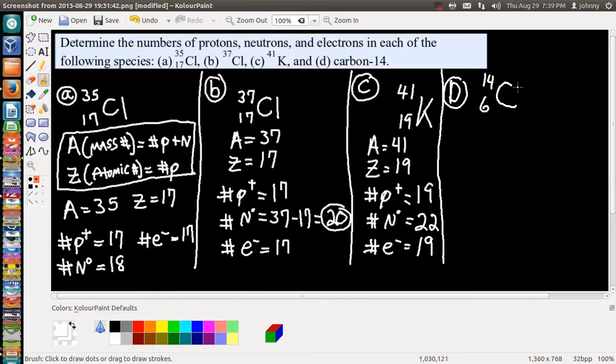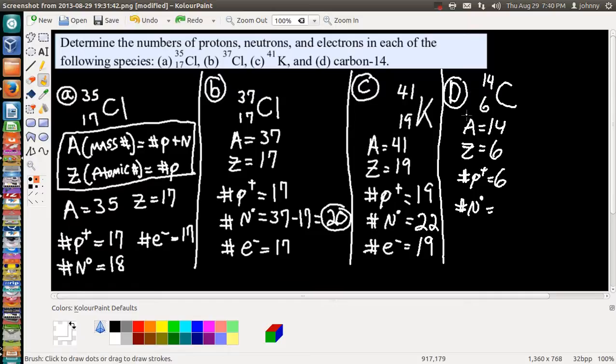Now, there is no charge because they told us it was not an ion, so we don't have to worry about a charge. So let's go ahead and fill in our values. Our A value, our mass number, is 14. Our Z number is 6. Our proton count, the number of protons that we will have, will be, let's see, 14, no, 6. That's right, 6. Now, the number of neutrons, now hopefully this time I will subtract correctly. To get the number of neutrons, it is 14 minus 6.